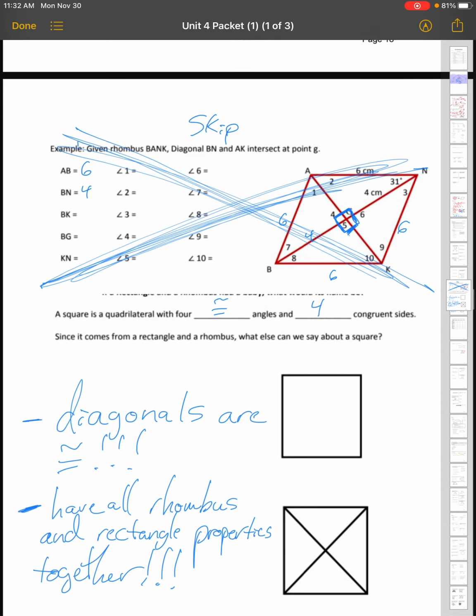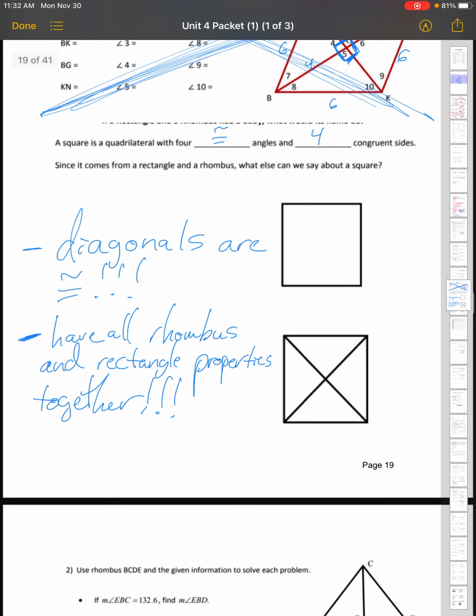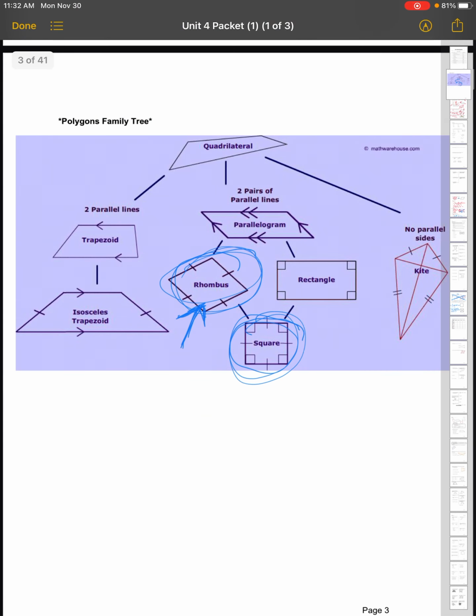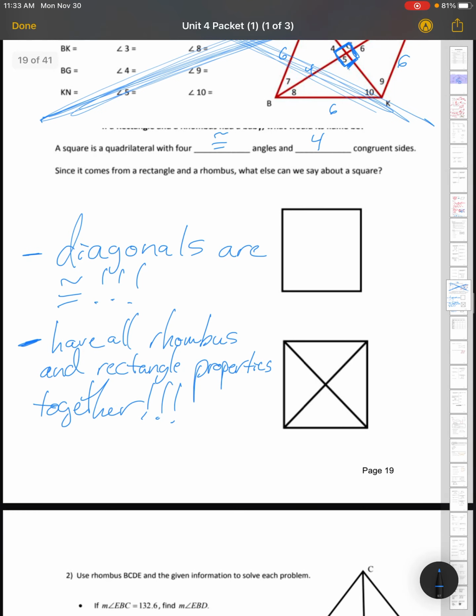There's an excess of information. But let's now see how the square comes from both the rectangle and the rhombus. Again, if we look back at our flow chart, you can see here that a square is made up of both a rectangle and a rhombus. So it could get a little tricky here with knowing the properties. In a square, what can we say? A square also has four congruent sides and four right angles. So let's label these here. Four right angles and four congruent sides.